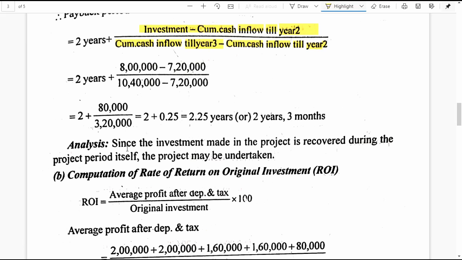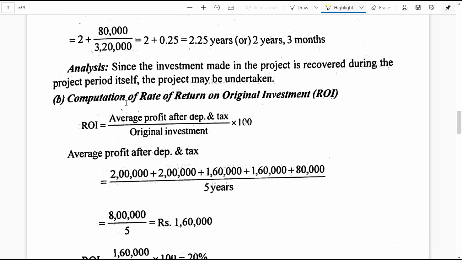Now what is the analysis they have made? Since the investment made in the project is recovered during the project period itself, the project may be undertaken. See, any project which gives us back the investment within its lifetime is an acceptable project according to payback period. Here the life of the project is 5 years, but we are able to recover our investment within 2 years and 3 months. Therefore, obviously this project is an acceptable project as per the criterion of the payback period method. The next one is what?